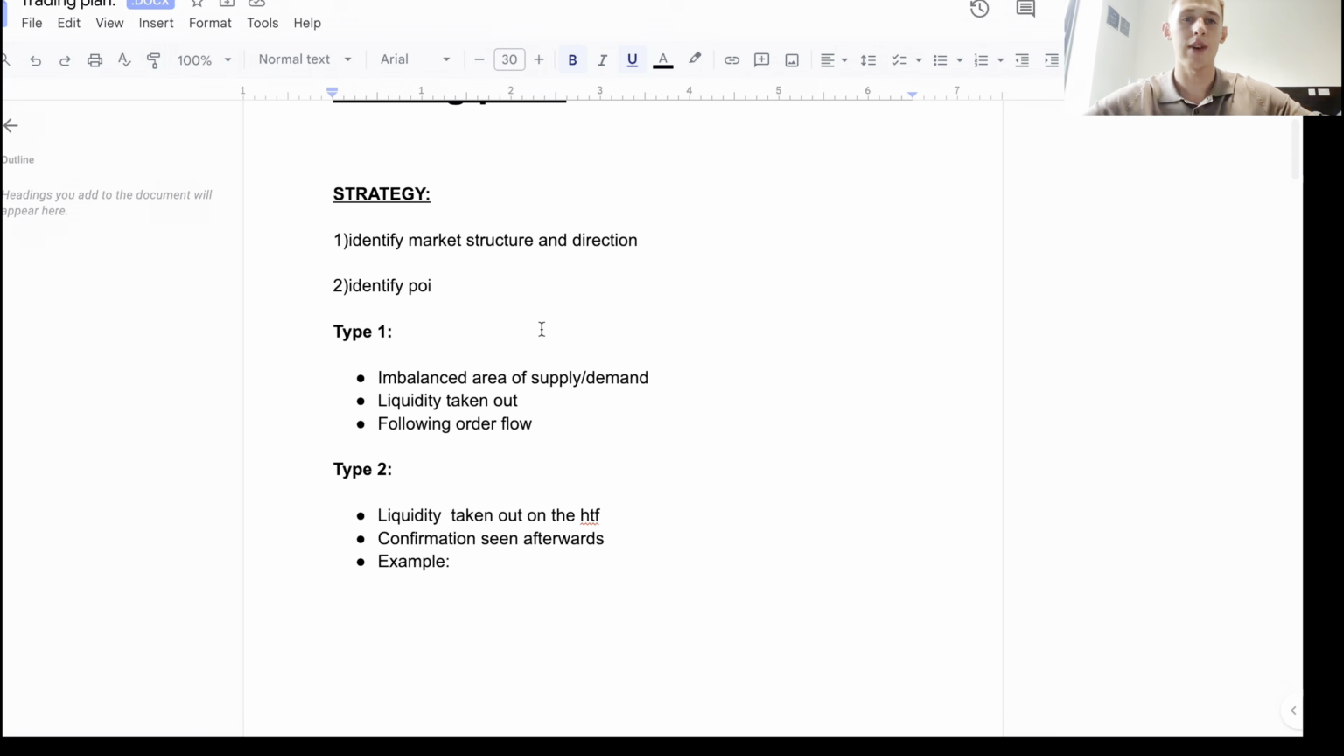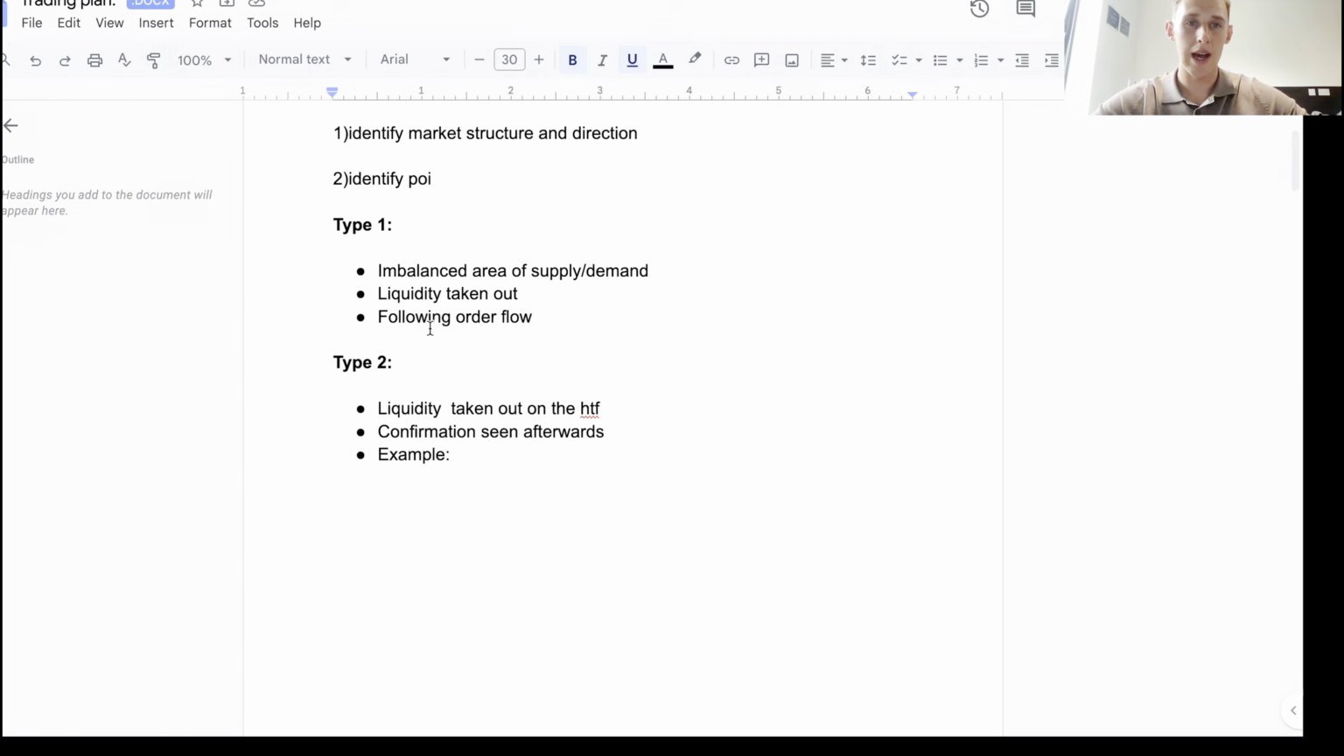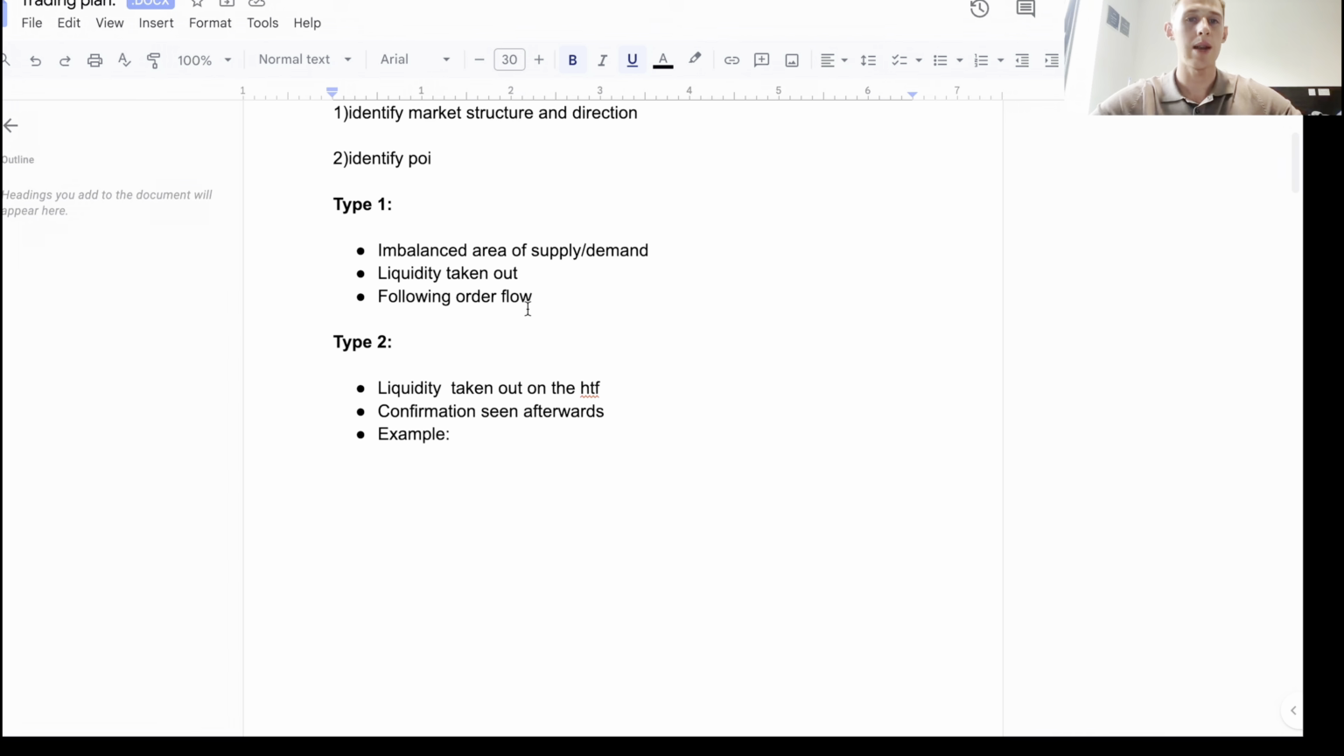Then we go about identifying a point of interest. I have two types of these. The first is an imbalance level of supply or demand, and we need to see some liquidity being taken out into that area, and it needs to also be following the order flow. So what this basically means is that if price is bullish, I am only looking for buys within the current range between the low and the high, and I'm not looking back left for an area of supply to sell from. I'm only looking to buy in line with that trend.